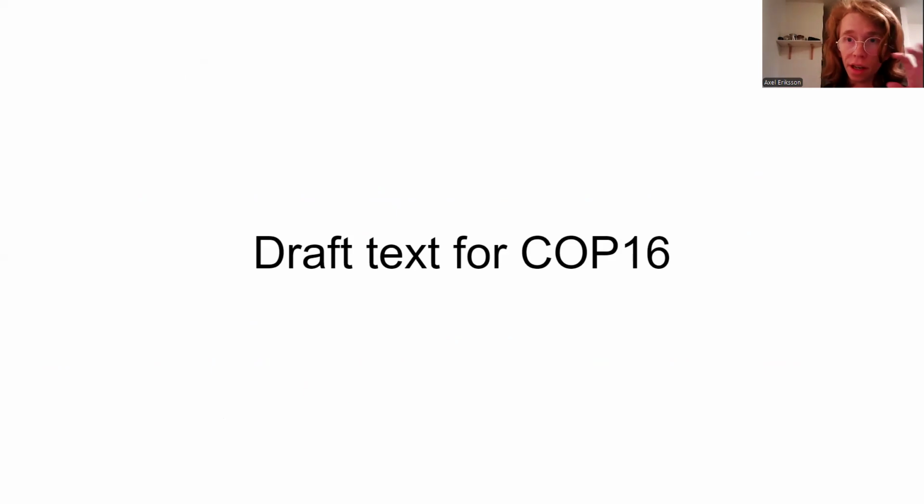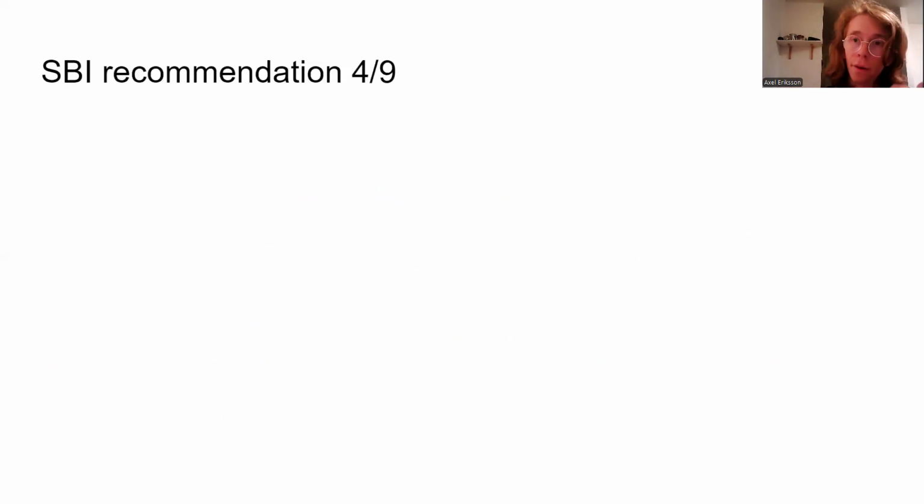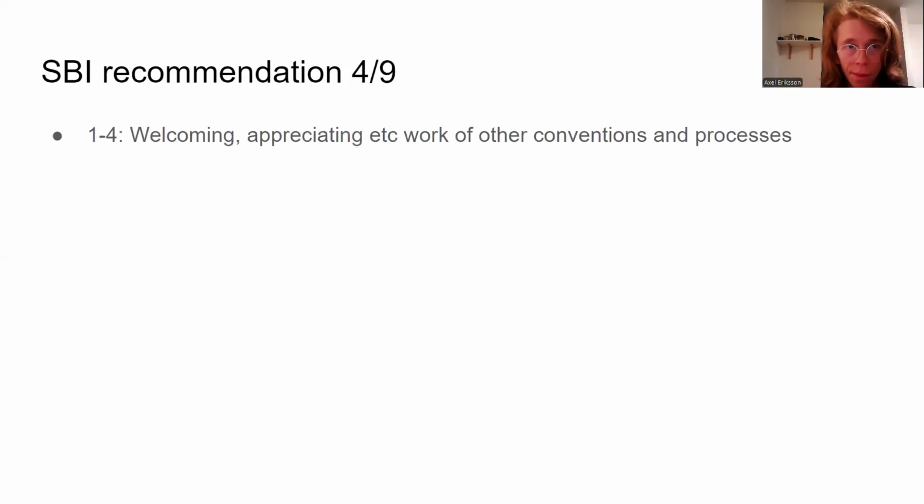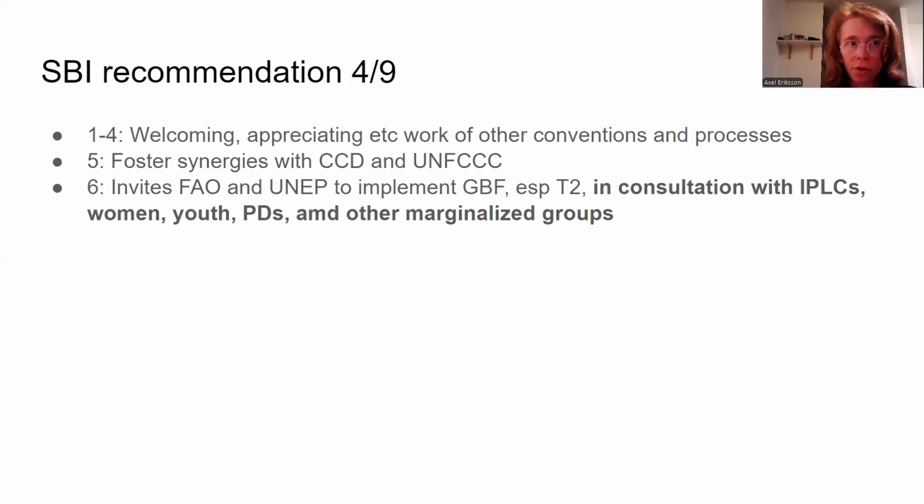For COP16, we can expect a few things. Based on the recommendations from the last Subsidiary Body on Implementation, SBI, there are a couple of different paragraphs. I will just focus on the more central one. So paragraph number 6 invites the Food and Agriculture Organization and UNEP to implement the GBF, especially Target 2, and that this should be done in consultation with indigenous peoples and local communities, women, youth, persons with disabilities, and other marginalized groups.